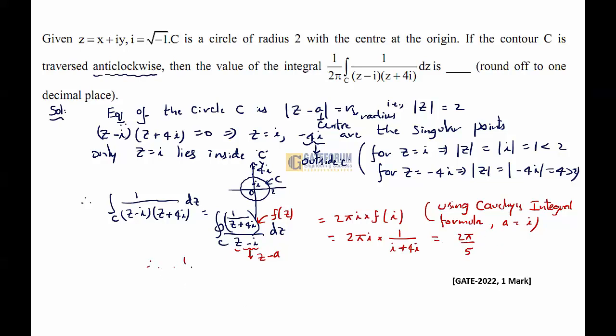Finally, the question is 1 by 2 pi integral over C of 1 by (z minus i)(z plus 4i) dz, which is equal to 1 by 2 pi into 2 pi by 5, which is 1 by 5. That is nothing but 0.2, a numerical question. So the answer is 0.2. This is end of the question.